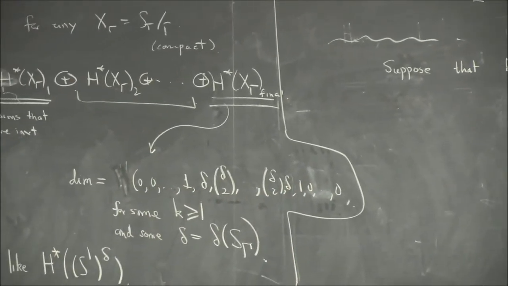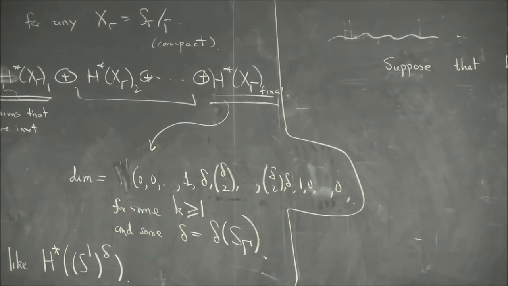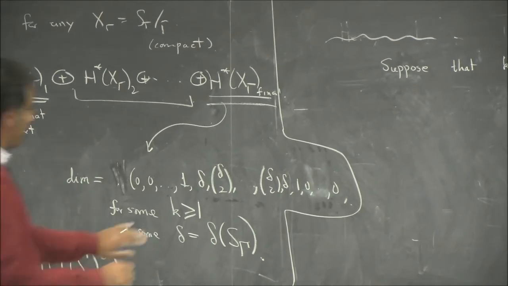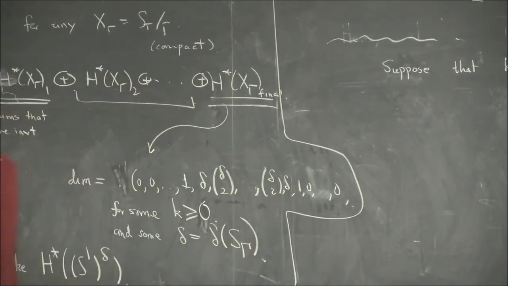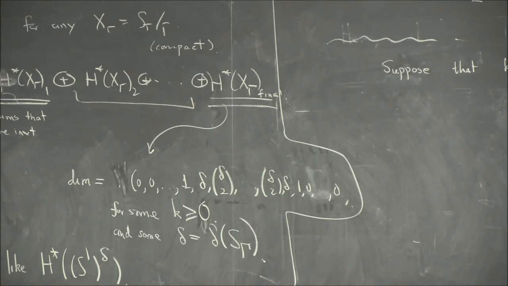Are there any questions, by the way? K could be 0. Yeah, did I say, sorry, thanks. Absolutely, sorry. K could be 0. All right, so let's suppose that k is 1.